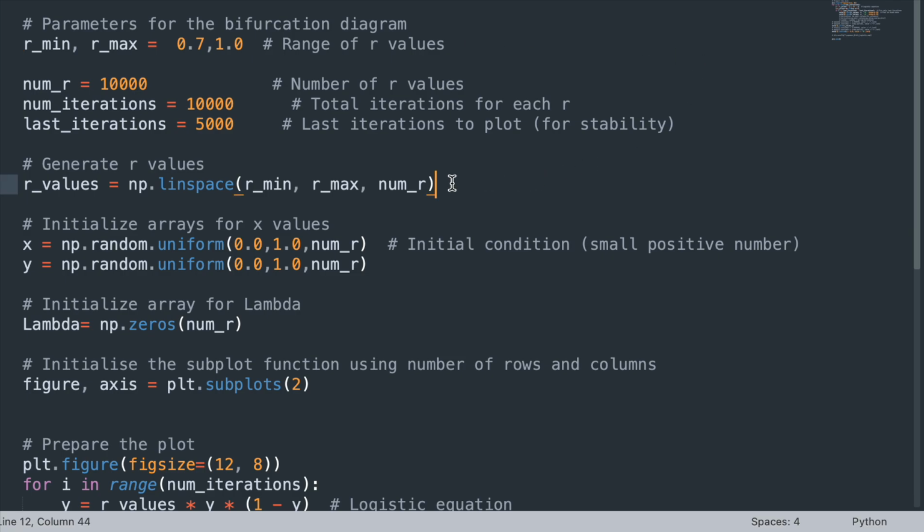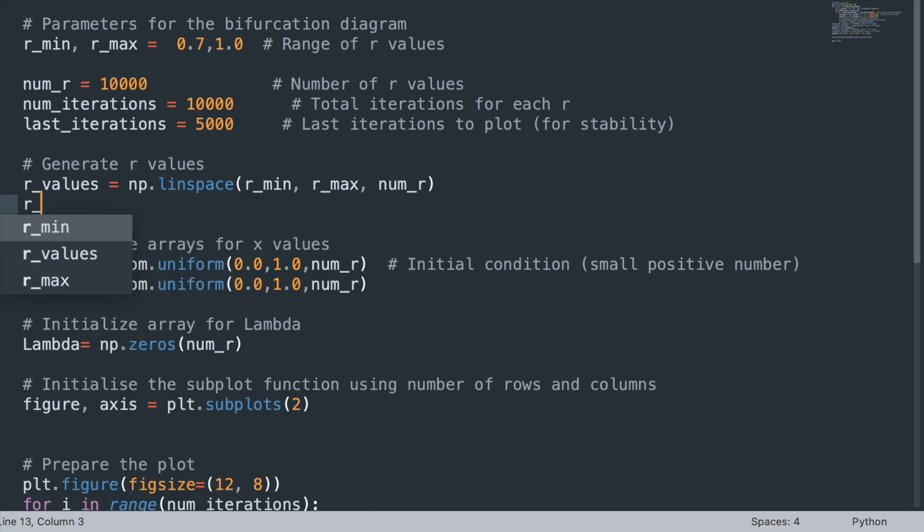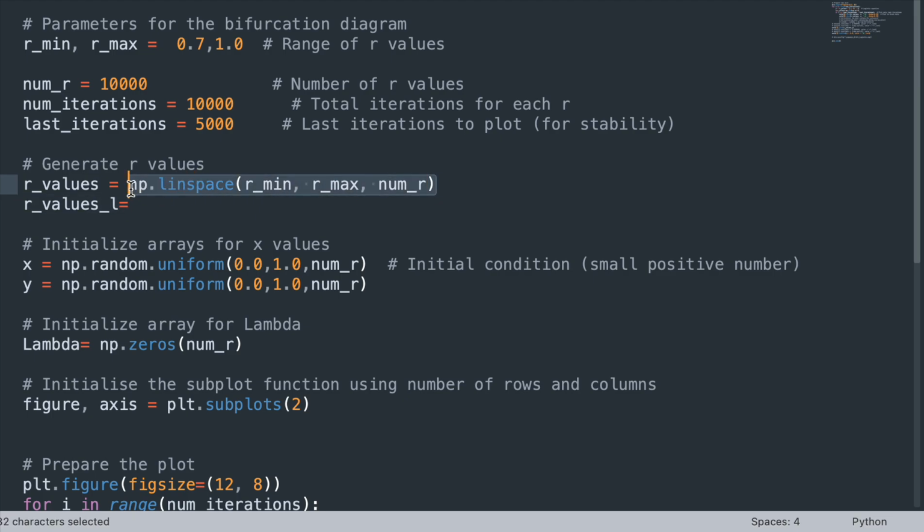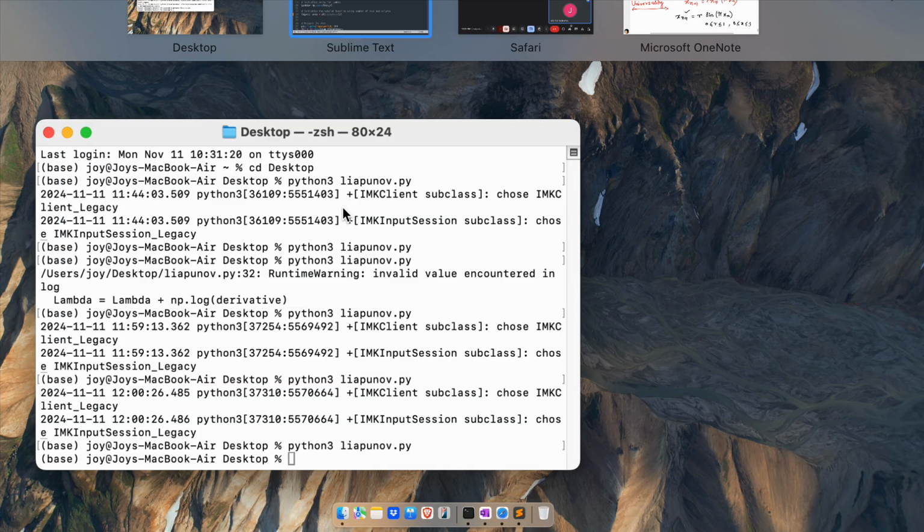Okay, and there will be R values for logistic, P, 2.8 to 4.0, 2.82.